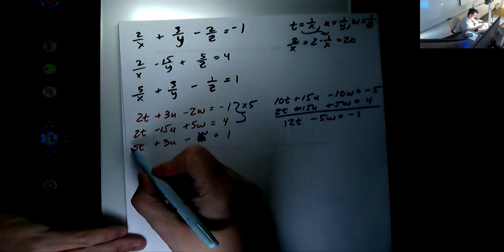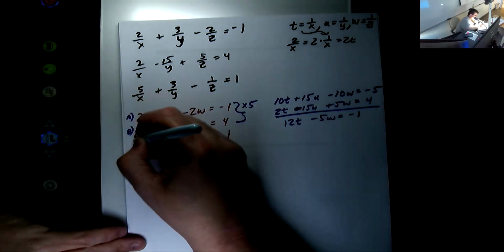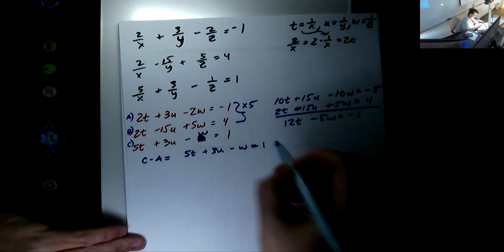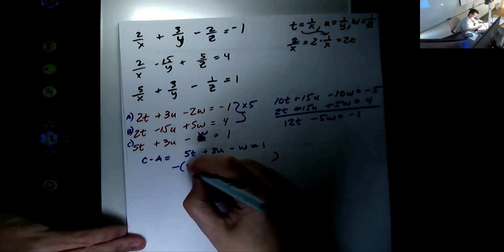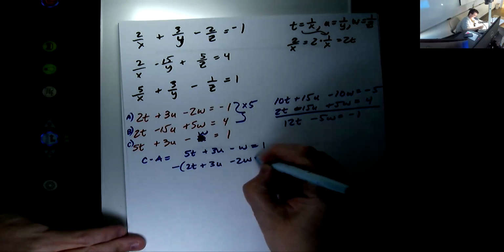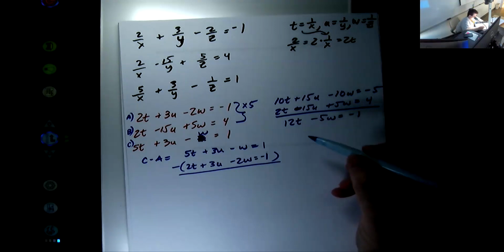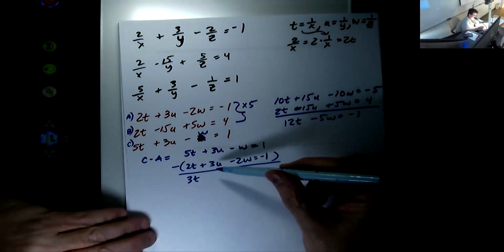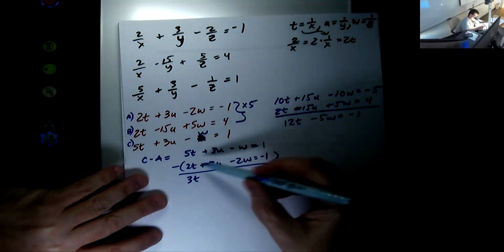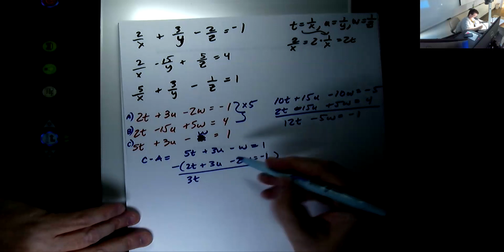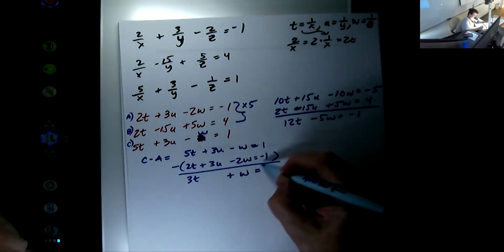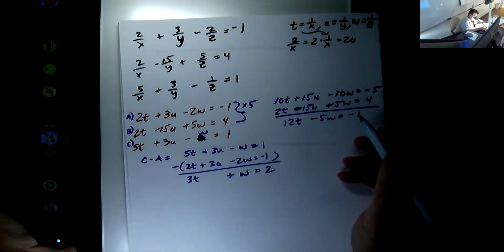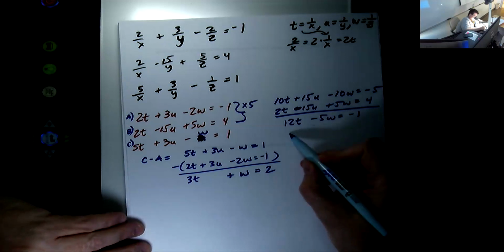That's doing these two. And then I'm gonna do this one, let's call this A, B, and C. I'm gonna do C minus A. So 5t plus 3u minus w equals 1. Now we're gonna subtract 2t plus 3u minus 2w equals -1. 5t minus 2t is 3t. 3u minus 3u is 0u. And -w minus -2w is -w plus 2w is just w. And 1 minus -1 is 1 plus 1 is 2. So that's our two equations now.